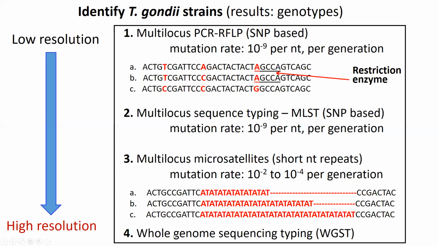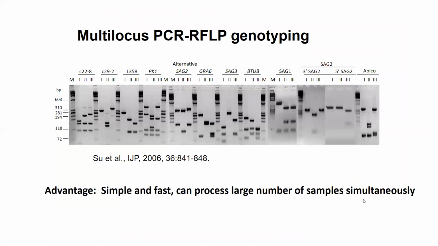And the last one is whole genome sequencing. So you sequence the whole genome, and then you can see a lot of differences, and it's easy to identify individual strains. So that's the overview of those molecular methods.